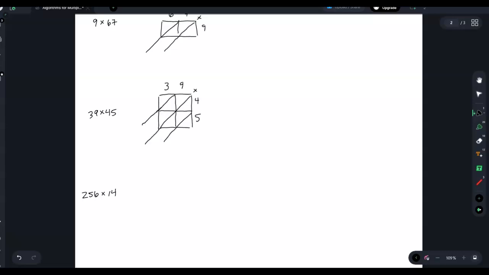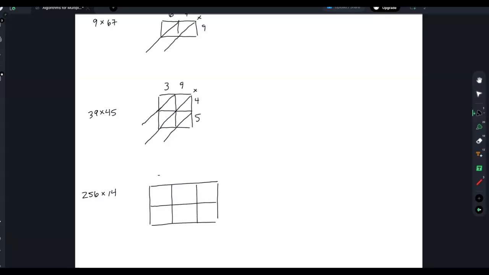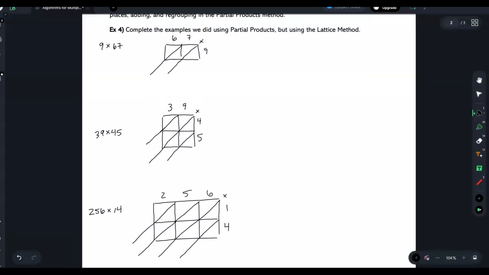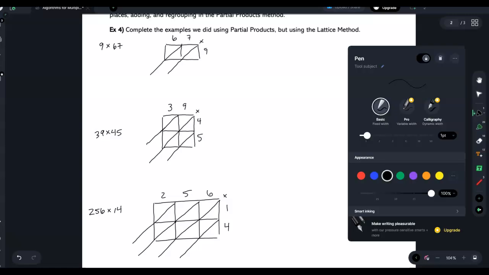All right, so then for 256 times 14, the larger one, or I should say the one with more digits, is going to go at the top. So this one, I have 3 digits times 2 digits, so that means I'm going to have 3 boxes horizontally. I'm going to have 2 boxes vertically. So I'm going to split up my 2, my 5, and my 6, and then my 1 and my 4, and I'm going to go ahead and draw those diagonal dividers going down and to the left. So this is my setup for these 3 problems, and now I'm going to go ahead and work through these 3.